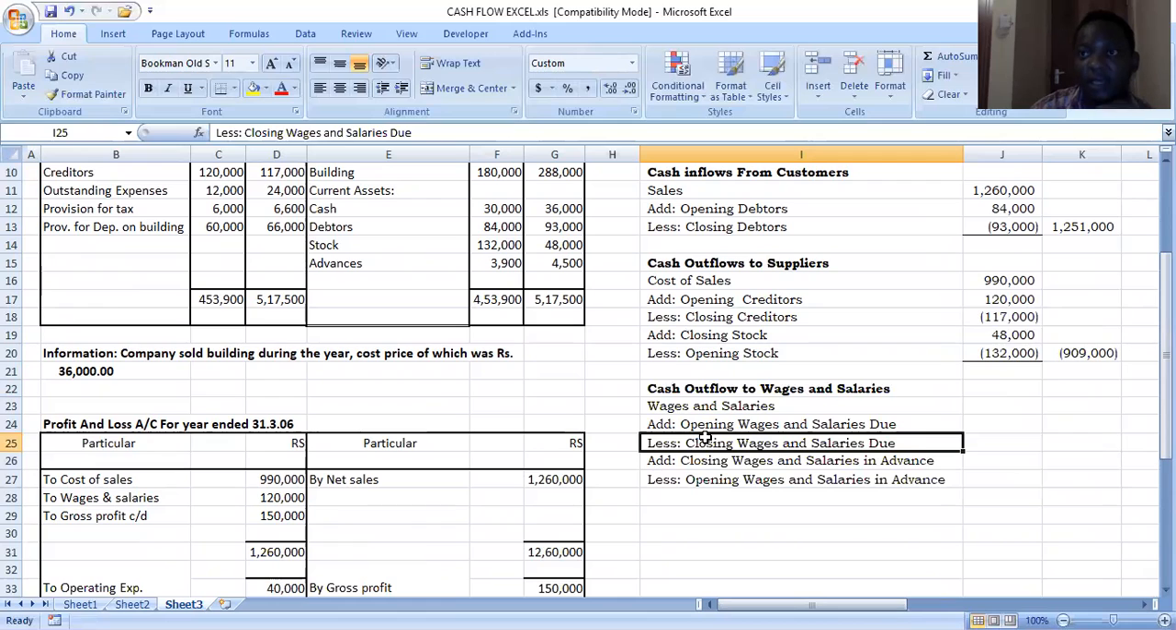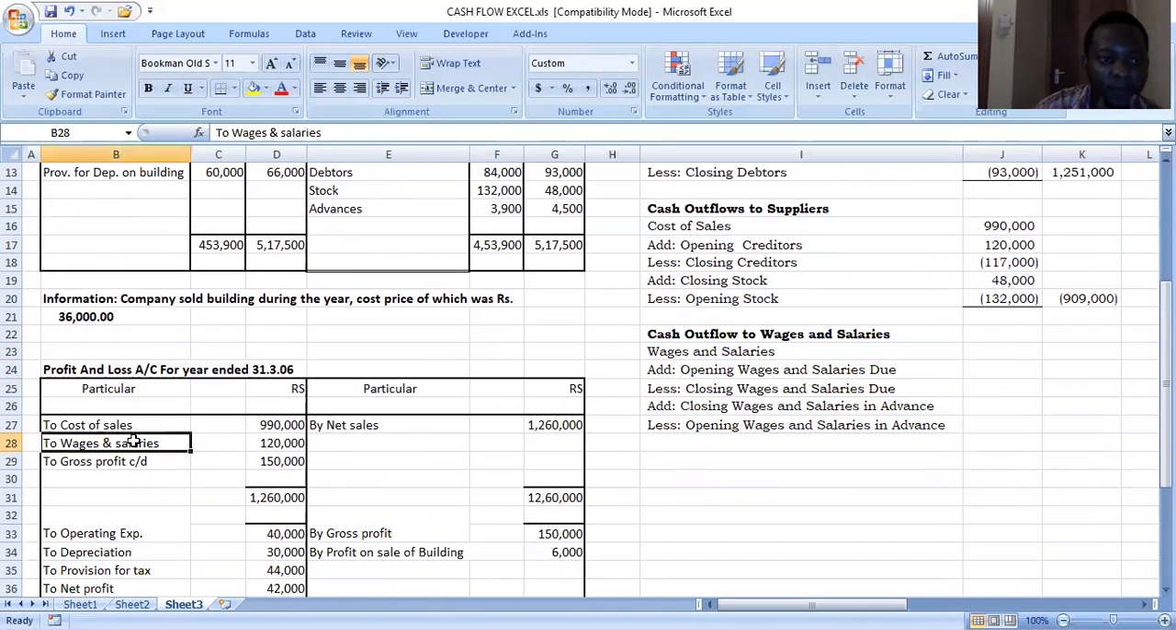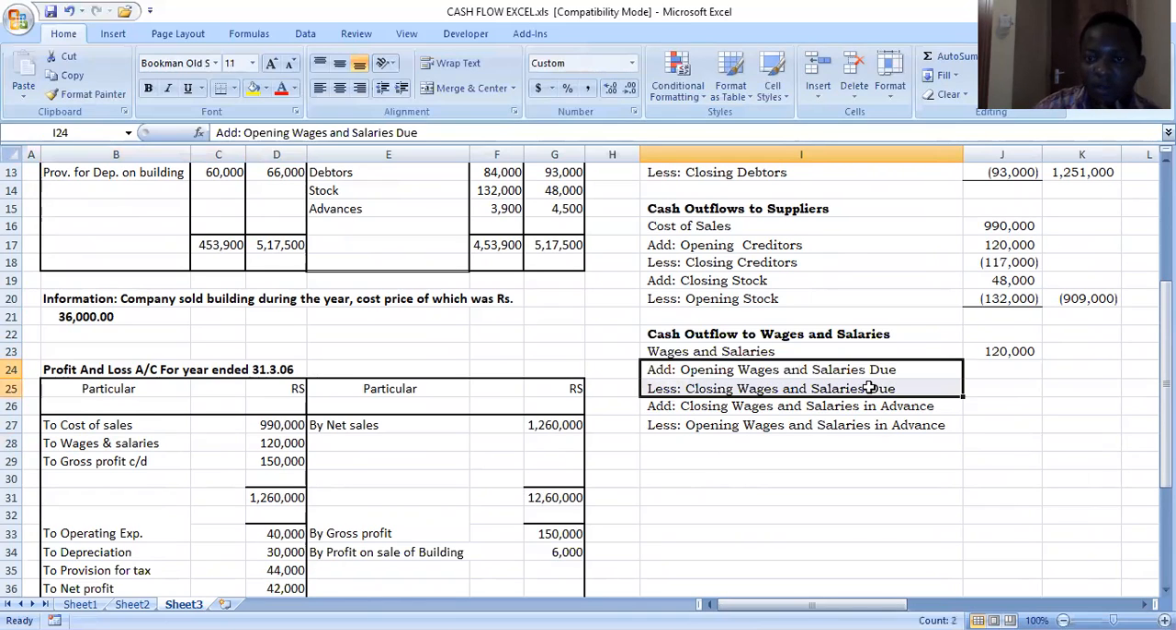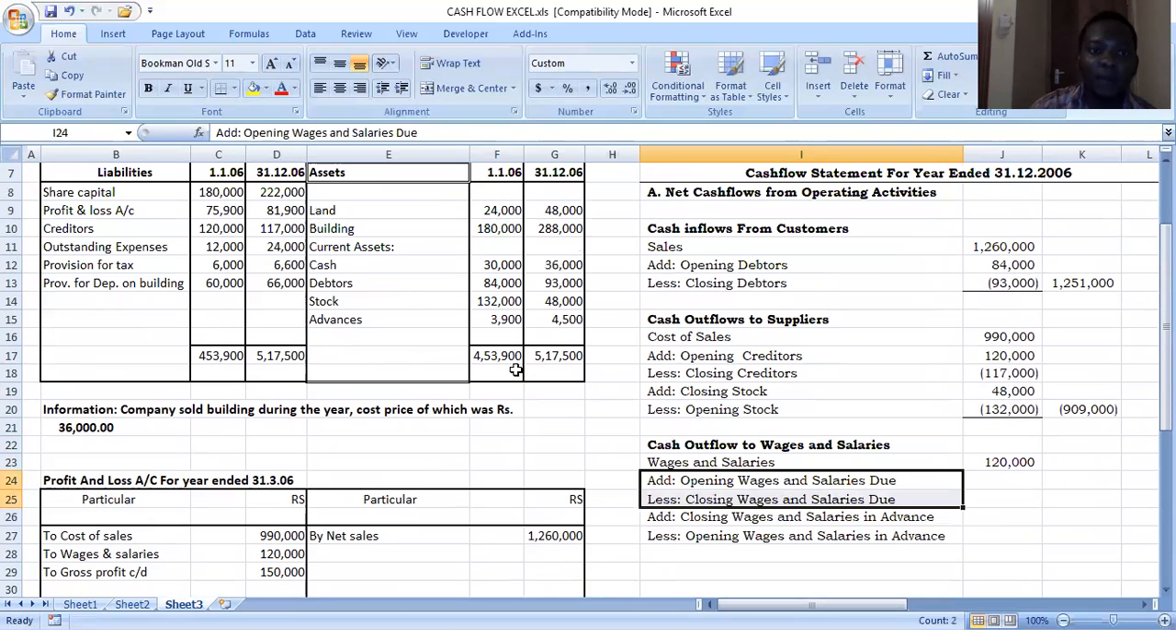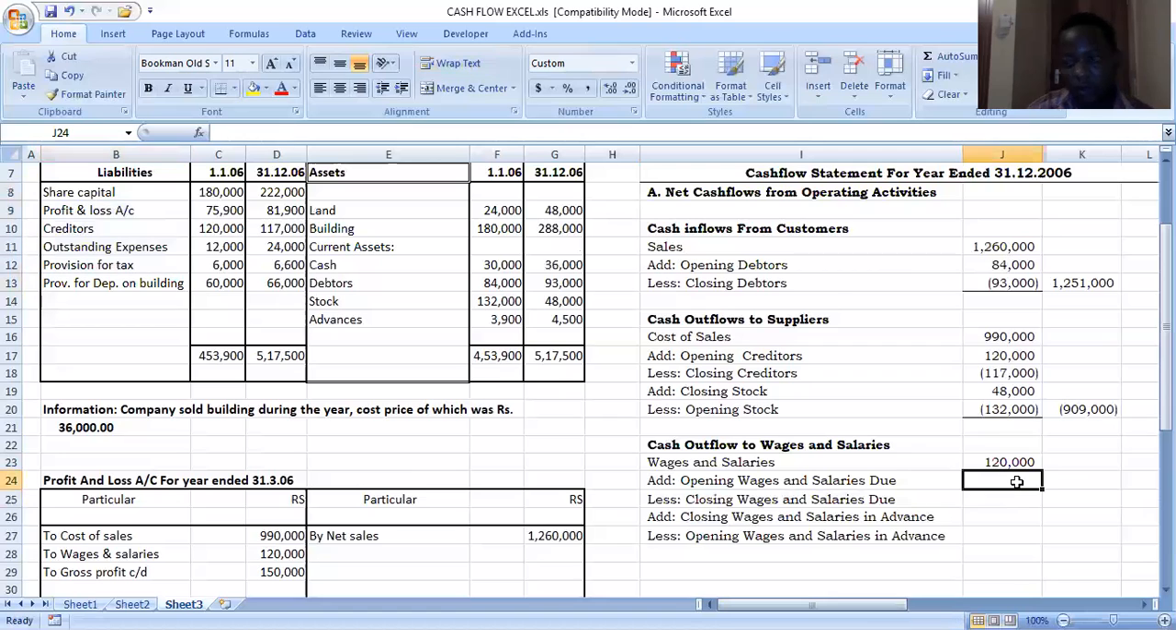So we have these figures in the trial balance in our financial statements. Wages and salaries, we have them in the income statement on the expenses side. The amount is 120,000 shillings. Then we have opening and closing wages and salaries due. These are liabilities to the business, so we find them in the balance sheet on the liability side. There is nothing like wages and salaries due, so for both the opening and closing we have 0.